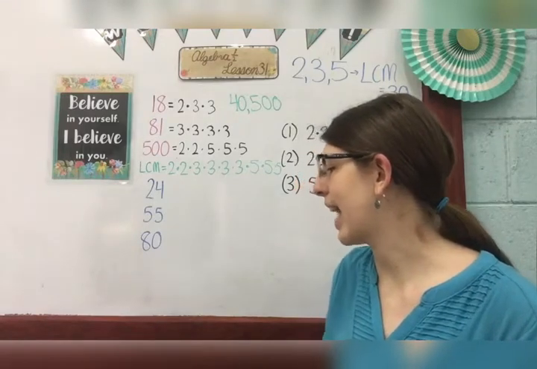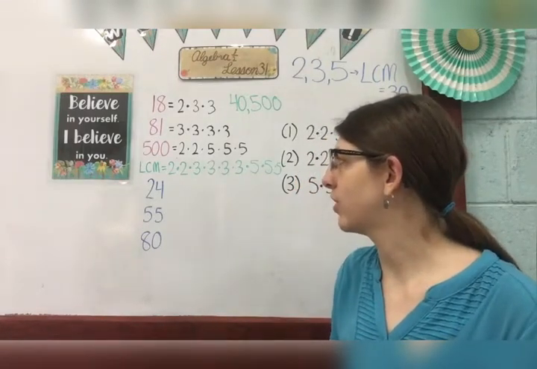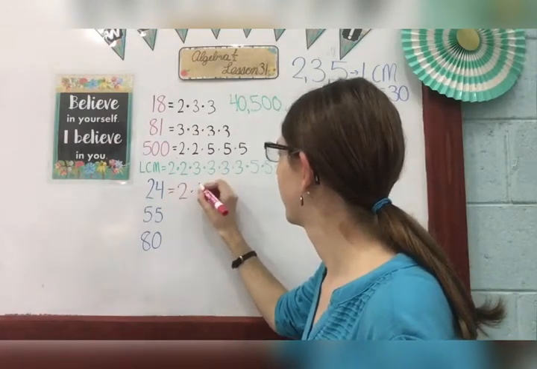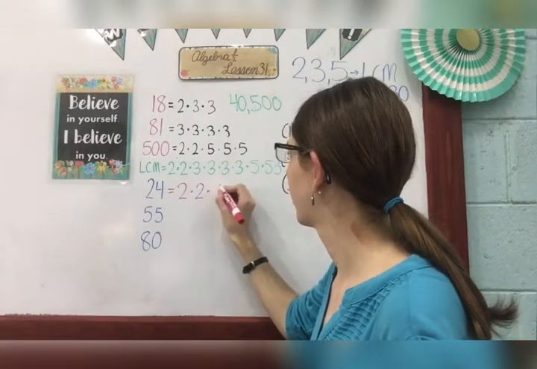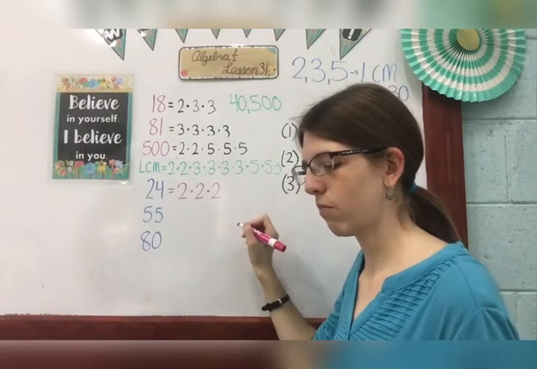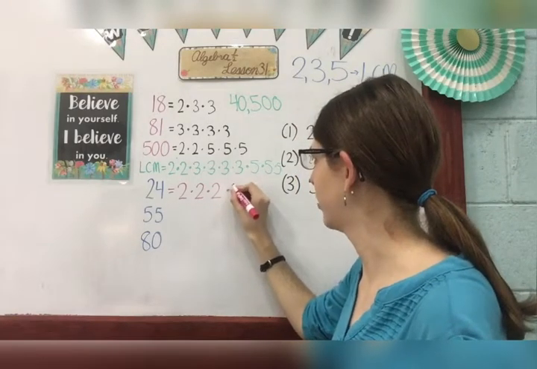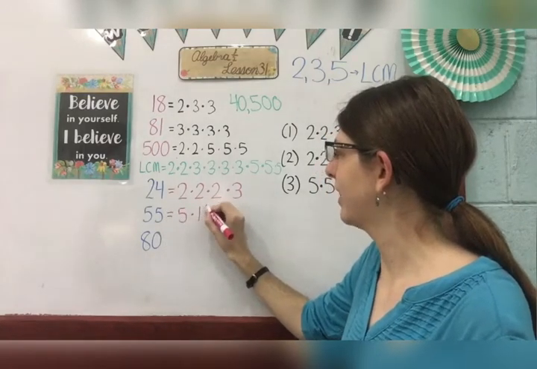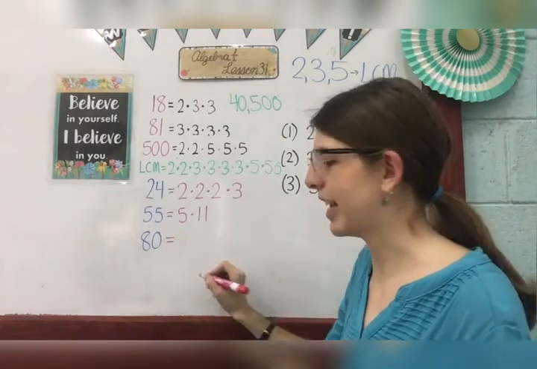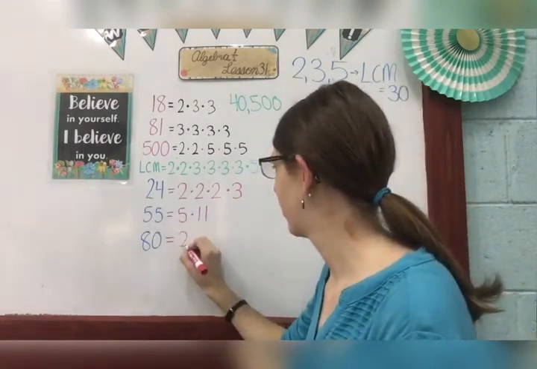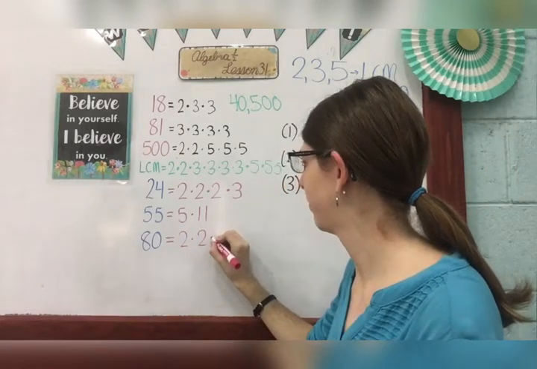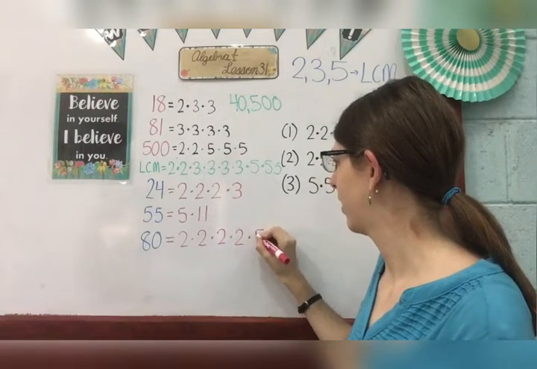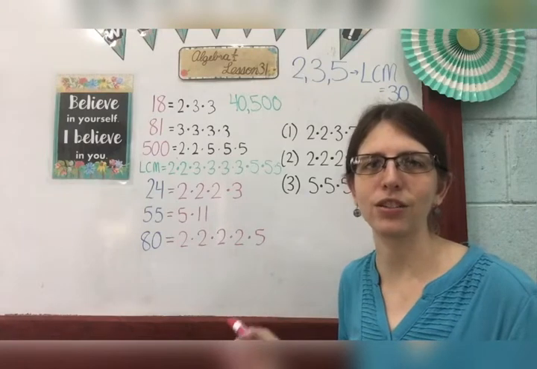Okay, let's do the next one. 24, 55, and 80. So the prime factors of 24 are 2 times 2 times 2 times 3. I'm going to double check something. Okay, 55, its prime factors are 5 and 11. And 80, its prime factors are 2 times 2 times 2 times 2 times 5. So those are my prime factors of 80.